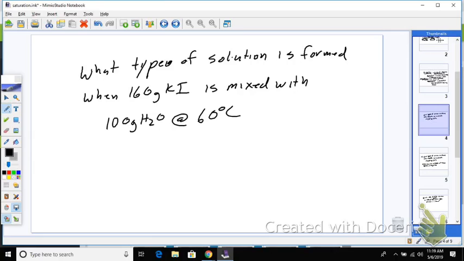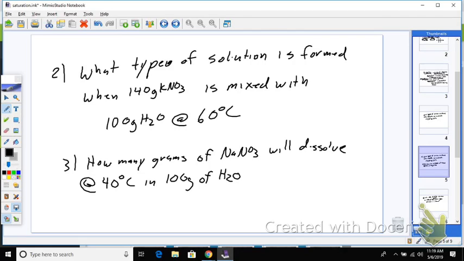So to make it saturated, I'd have to add how many more grams? About 12 more grams. I would put 172 and then it'd be way over. Okay? Wouldn't dissolve. So I can say how much more I can dissolve, or I can say this is unsaturated. Long story, unsaturated.